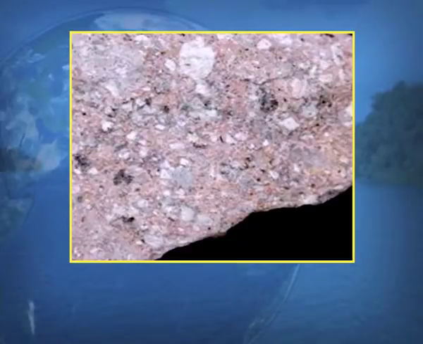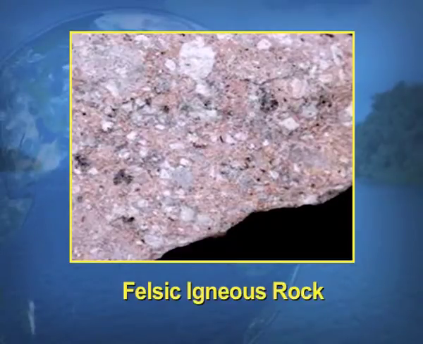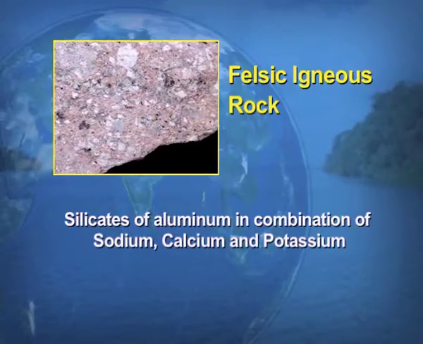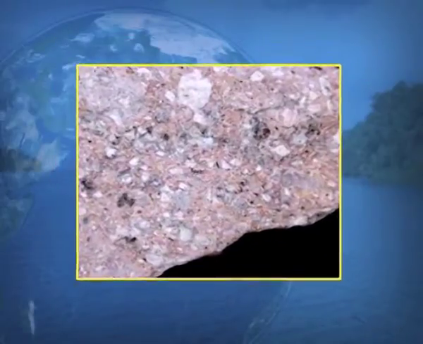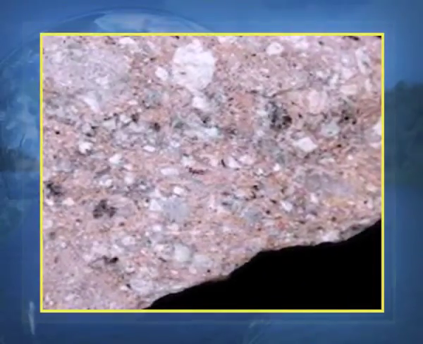Now, the second, as I have already told you, is known as the felsic igneous rock. This rock contains the silicates of aluminum in combination with sodium, calcium and potassium. And if you look at the screens, you can view how the felsic igneous rocks look like.